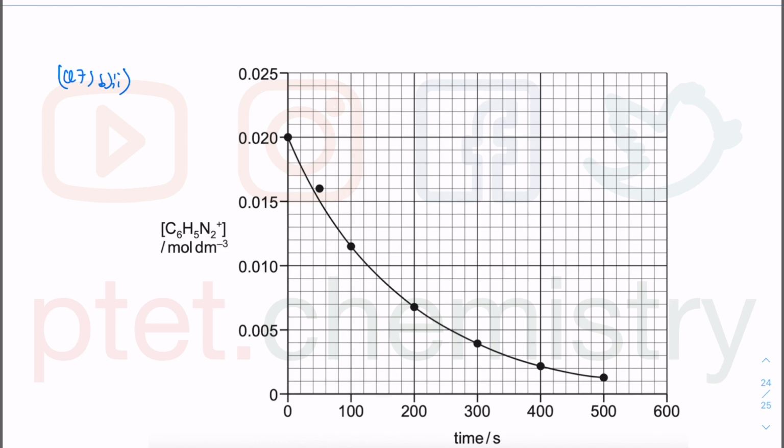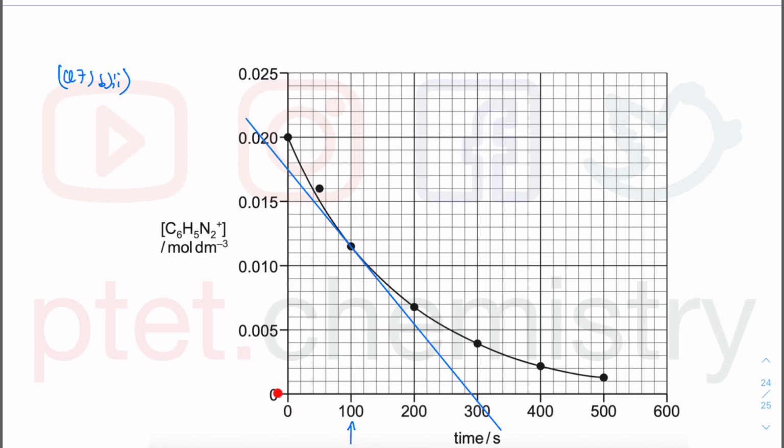Use the graph to determine the rate of reaction at 100 seconds. So you want the rate of reaction at 100 seconds. This is a curve, so what you need to do is draw a tangent at 100 seconds. It's a lot easier to draw it on a screen, an iPad, because in reality you just need a ruler and you can get a tangent at that point, which is 100 seconds.